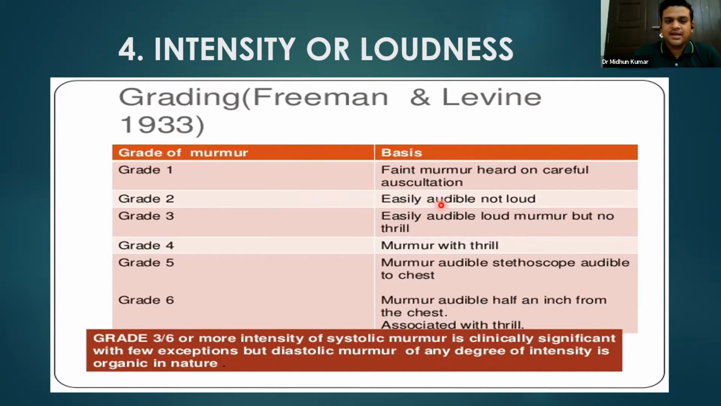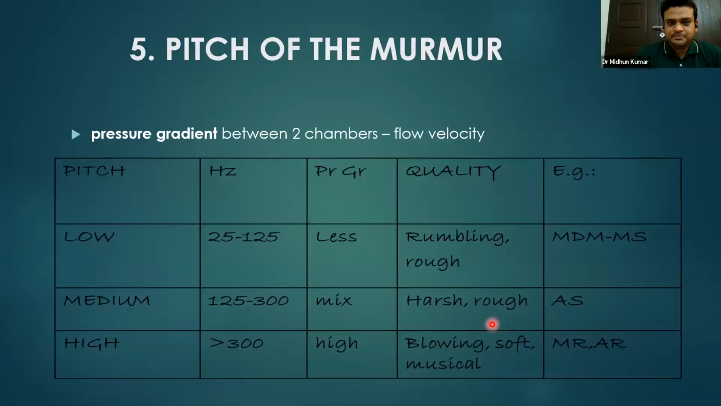Grade 1 is a faint murmur, grade 2 is easily audible but not that loud. Grade 3 is an easily audible loud murmur but without thrill. Grade 4 is with thrill. So whenever you hear a murmur and you can feel the presence of a thrill, it automatically comes into grade 4. Grade 5 is a murmur audible only with the stethoscope placed close to the chest wall. And grade 6 is a murmur audible even if you lift the stethoscope lightly from the chest wall. So any murmur beyond grade 3 is of clinical significance.